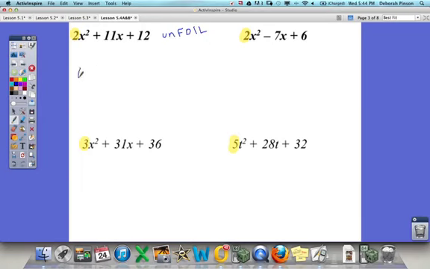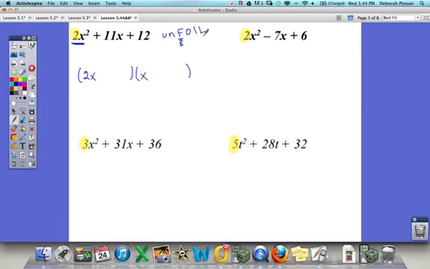Okay, so here's what I'm going to go through and do. I'm going to start with my first times first. To get 2x squared, I need to have a 2x and an x. 2x times x will give me 2x squared.